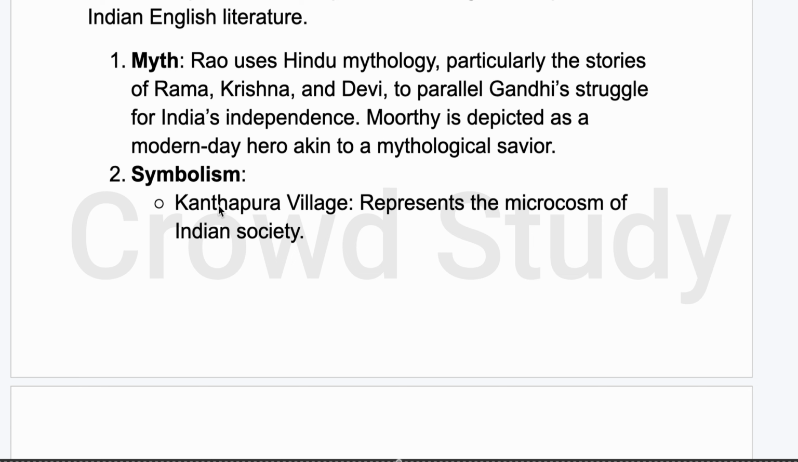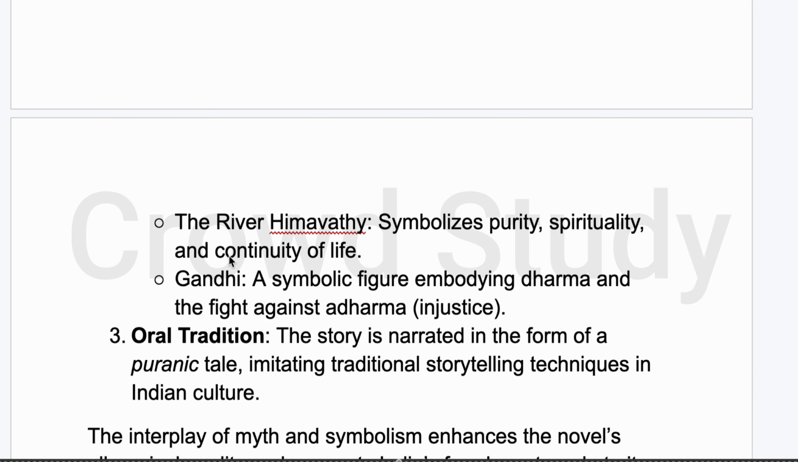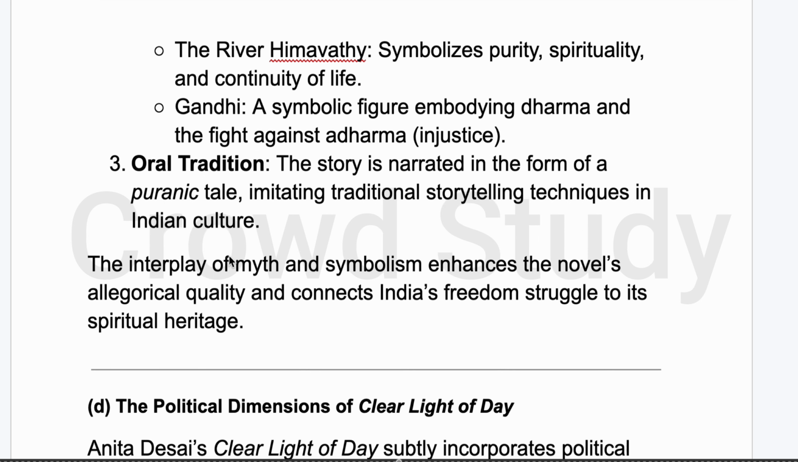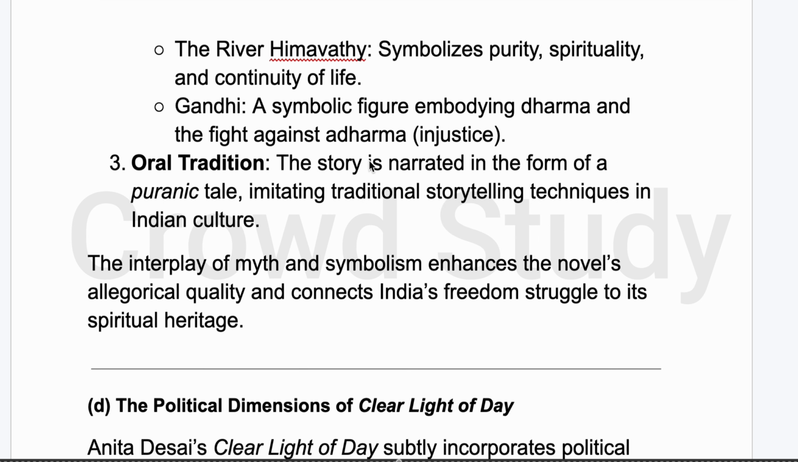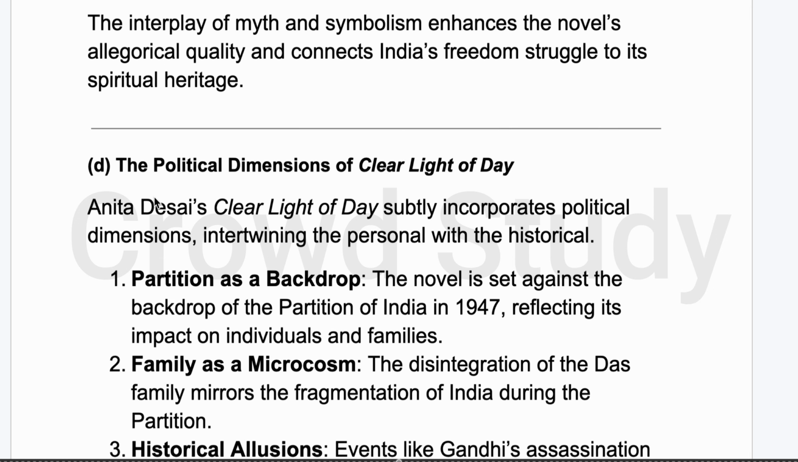Number 2. Symbolism. Kanthapura village represents the microcosm of Indian society. The river Himavathi symbolizes purity, spirituality, and continuity of life. Gandhi is a symbolic figure embodying dharma and the fight against adharma, injustice. Number 3. Oral tradition. The story is narrated in the form of a Puranic tale, imitating traditional storytelling techniques in Indian culture. The interplay of myth and symbolism enhances the novel's allegorical quality and connects India's freedom struggle to its spiritual heritage. D. The political dimensions of Clear Light of Day.